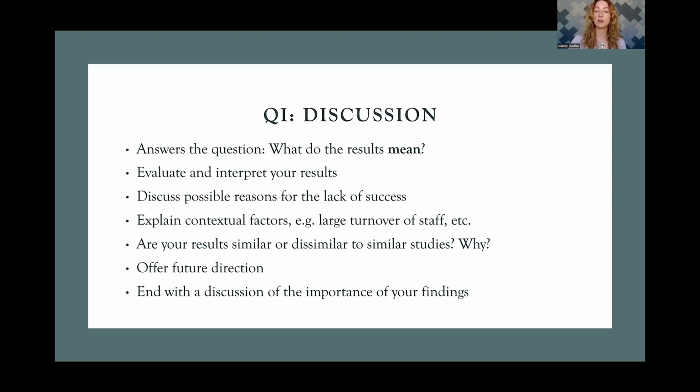You want to also offer future direction. So if it was a successful study, you want to talk about what someone might want to do next, where this study could go, where you could build on it. If the study was not successful, this is where you want to potentially direct how to make it successful and what you think had gone wrong in your own study. And then you want to end with a discussion of the importance of your findings.